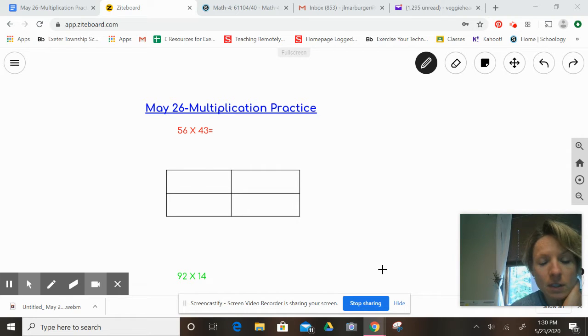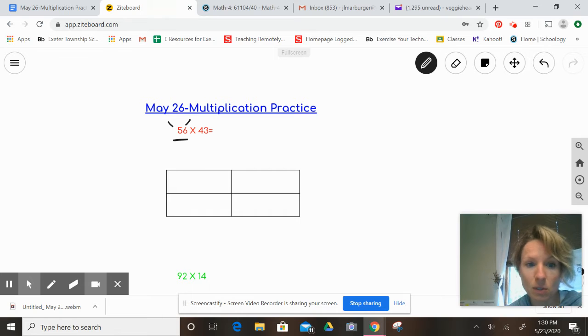So 56 times 43. When we have a problem like this, we can do a couple of different things. We could take the 56 and we could split it into 2 different numbers. I would split it into 50 and the 6. Same thing with the 43. We would split it into 40 and then 3. You could either write those number sentences along the side.